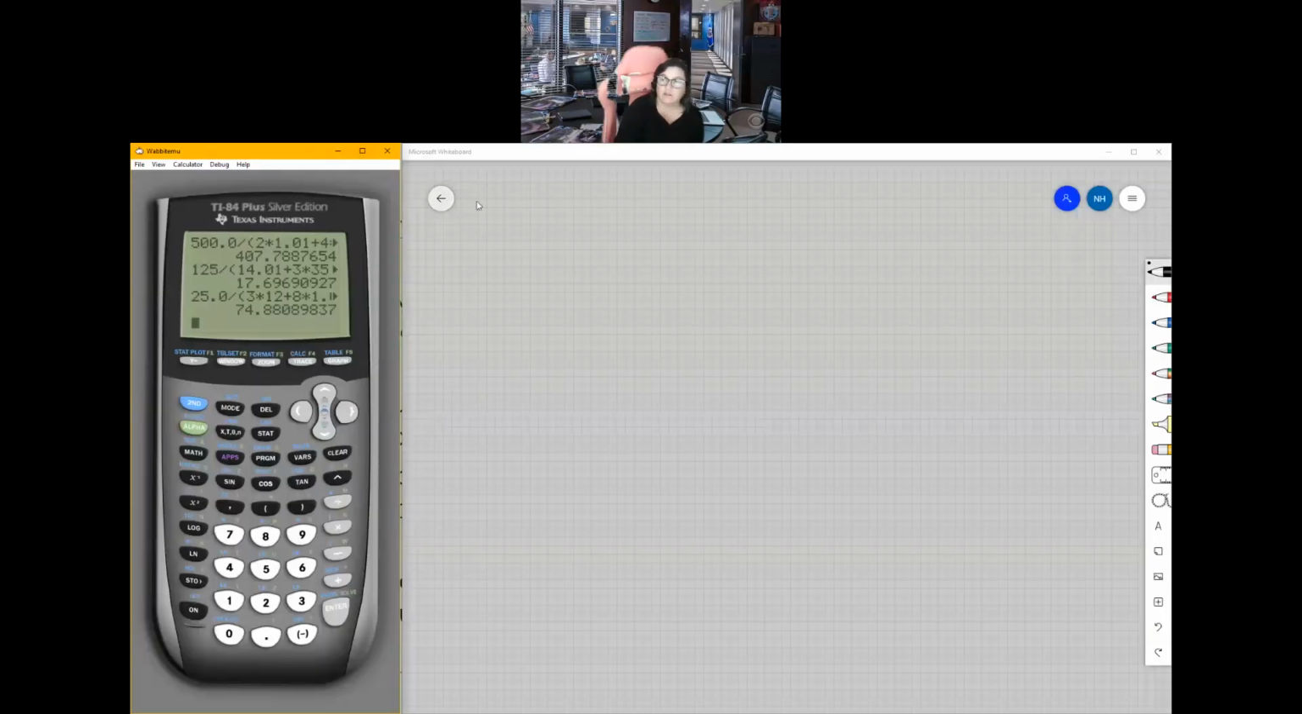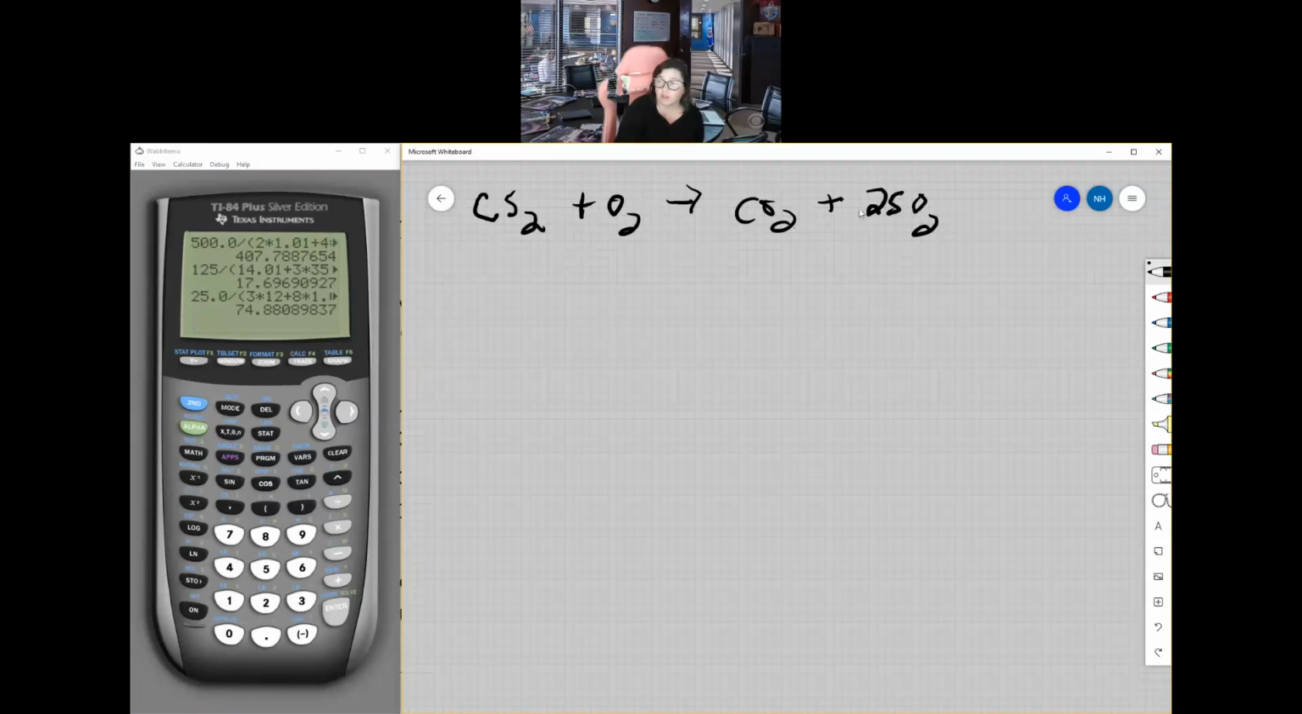So again, come over here. Carbon disulfide reacts with oxygen to give carbon dioxide plus sulfur dioxide. Sulfurs, so I'm going to multiply this by 2. That's 2. That's 2. Now, I have 2 oxygens from the carbon dioxide, and now 4 oxygens from the sulfur dioxide. 2 plus 4 is 6, which means I need 3 of those. Okay?